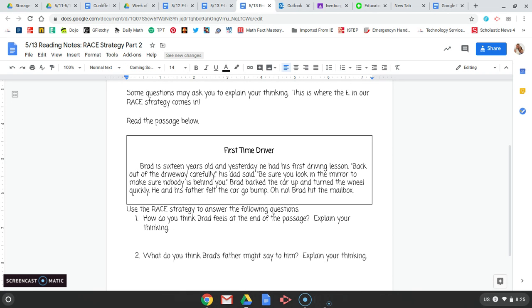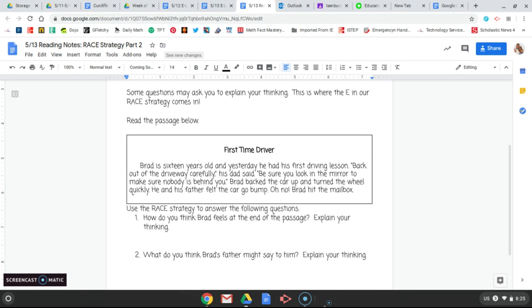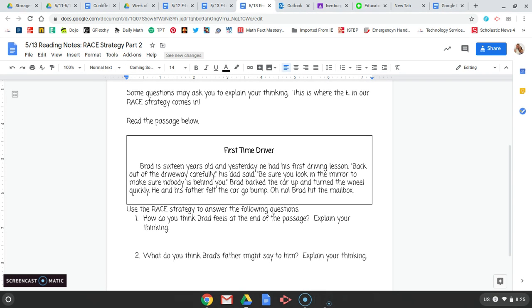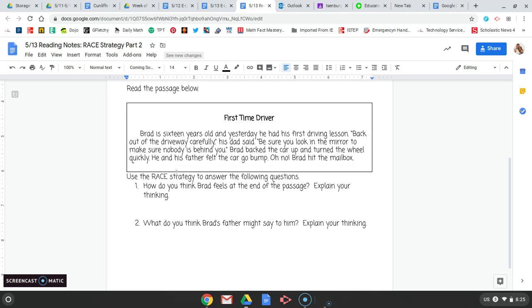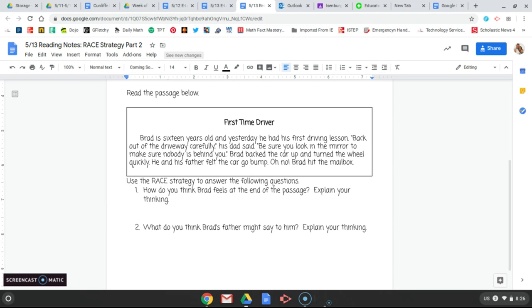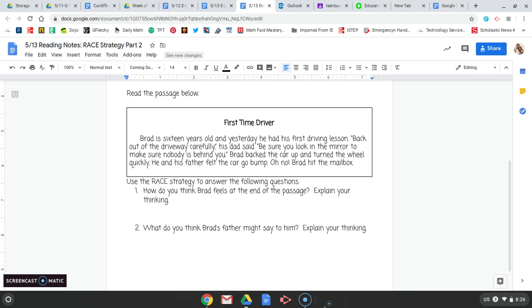Some questions may ask you to explain your thinking. This is where the E in our race strategy comes in. All right, so we're going to read this passage and then we're going to have a couple of questions to answer where they ask us to explain our thinking. So whenever they ask you to explain your thinking, that's going to add an extra sentence to your written response. So yesterday we talked about that restating the question and answering go in the first sentence, that citing your evidence goes in the second sentence.